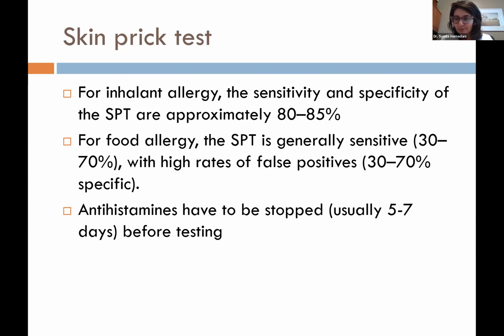Have you all ever seen skin prick testing? Yeah, okay. So for environmental allergies, skin prick testing, the sensitivity and specificity are around 80 to 85%. So it's pretty high. For food allergies, skin prick testing is generally quite sensitive. It's around 70%, but you do have high rates of false positives.